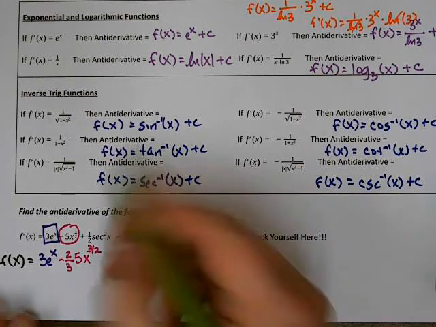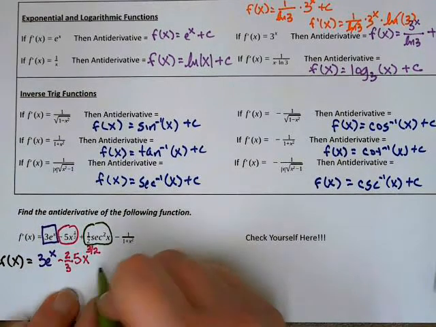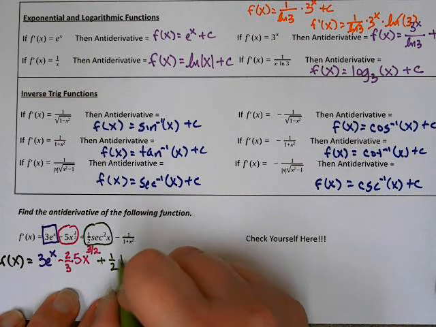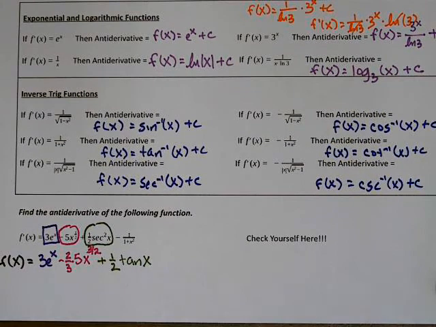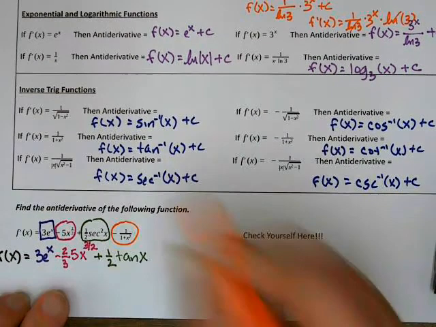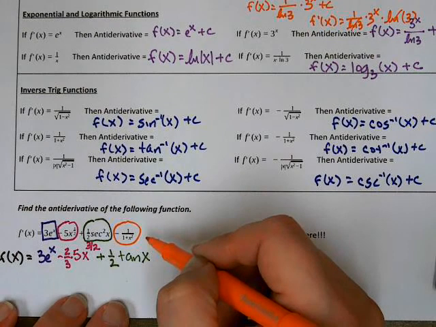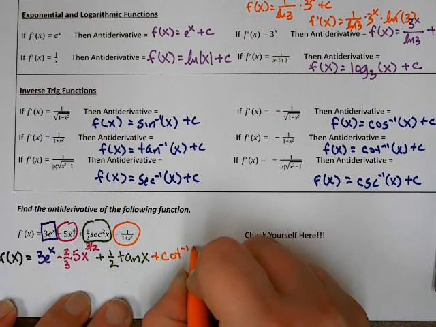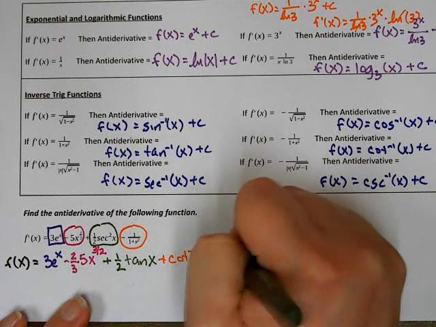And then I've got this plus 1/2 secant squared of x. So you should recognize that. The 1/2 just chills. But secant squared of x, the antiderivative would be the tangent of x. And then finally we've got this minus 1 over 1 plus x squared. So the antiderivative of that is going to be plus cotangent inverse of x. And then we have to remember that we need our plus c all the way at the end.